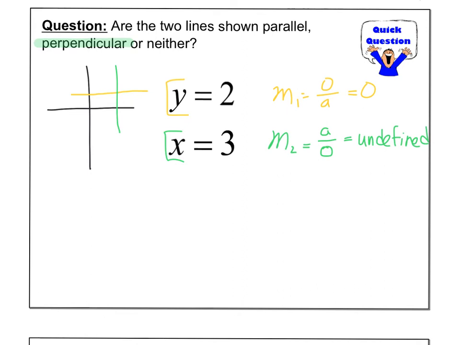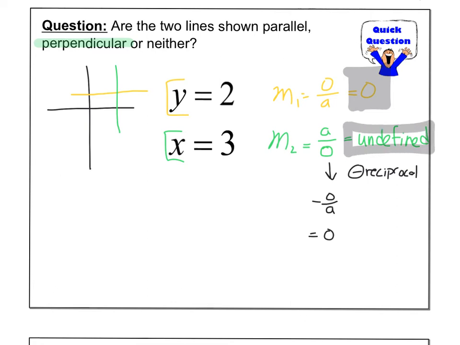Now, we've said before that when two lines are perpendicular, their slopes are negative reciprocals of each other. So the negative reciprocal of this is negative 0 over a, which is just 0. Basically, what you're going to need to remember is that vertical and horizontal lines will always be perpendicular, and their slopes, one will have a slope of 0, and one will have an undefined slope.